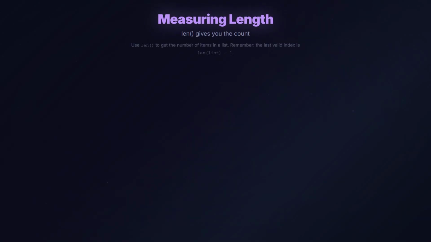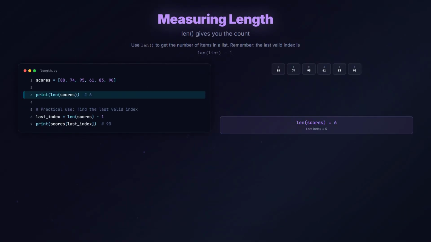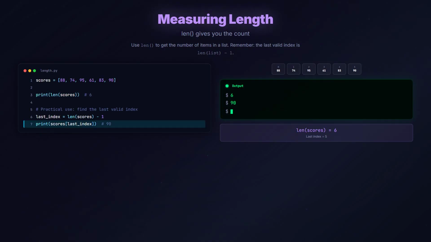Use the len function to get the number of items in a list. This is crucial for loops and bounds checking. Remember, the last valid index is len(list) - 1, because indexing starts at 0. This off by 1 detail trips up beginners constantly, so keep it in mind.